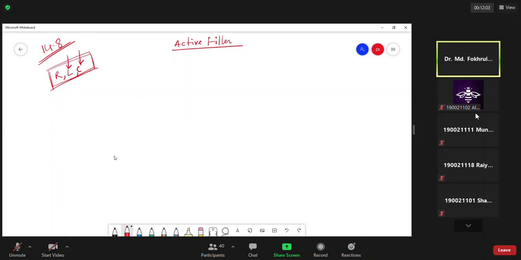So why should we need the active filter? The first question: there are three major limitations to the passive filters considered in the earlier discussion. First of all, they cannot generate gain greater than unity. So the gain is always unity for the passive one. Since the gain is unity, passive elements cannot add energy to the network.